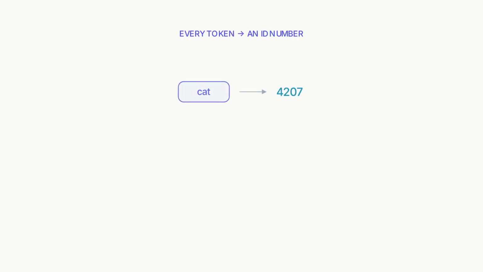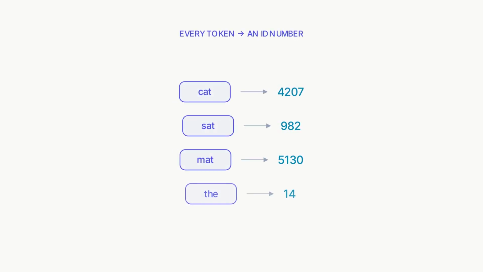And every possible token lives in a fixed vocabulary, a dictionary of maybe 50,000 or 100,000 entries. Each one is assigned a plain ID number, so the word cat might just be token number 4207. Our sentence has now become a list of numbers. Not meaningful numbers yet, just labels, but it's a start the machine can work with.